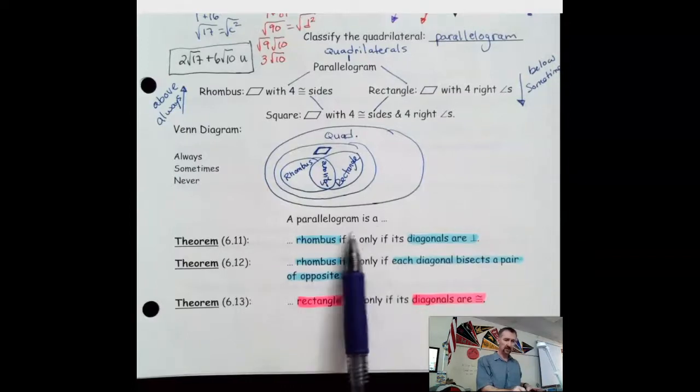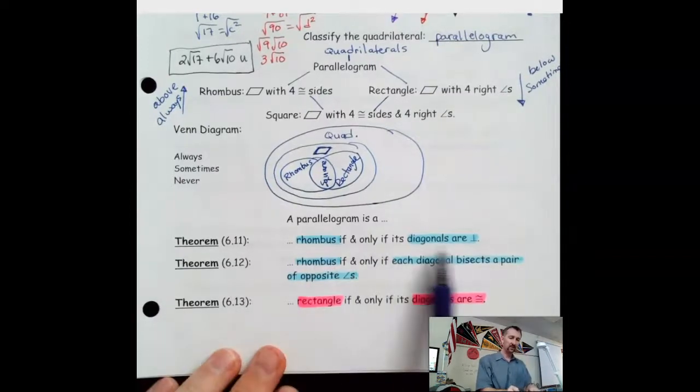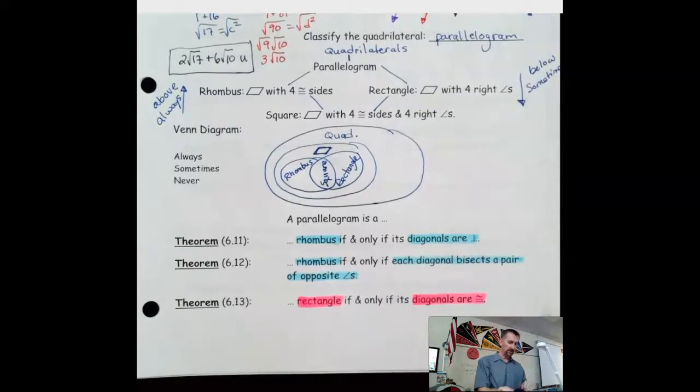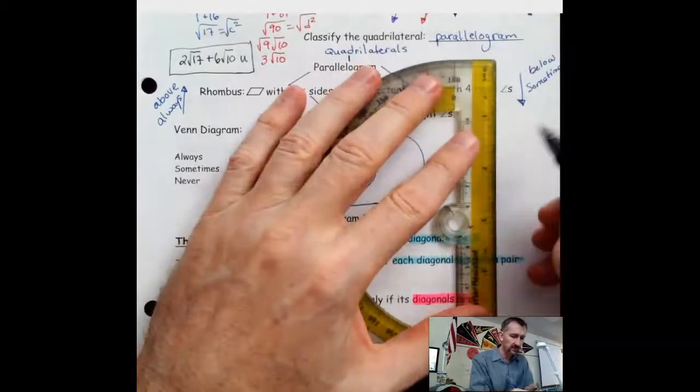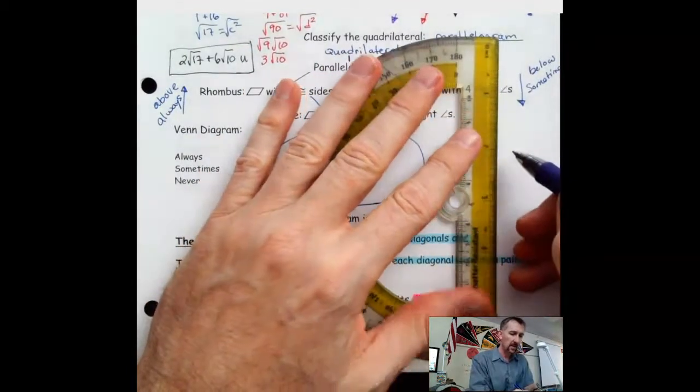All right, so a parallelogram is a rhombus if and only if its diagonals are perpendicular. So let's take a closer look at that. So a rhombus, 4 equal sides.